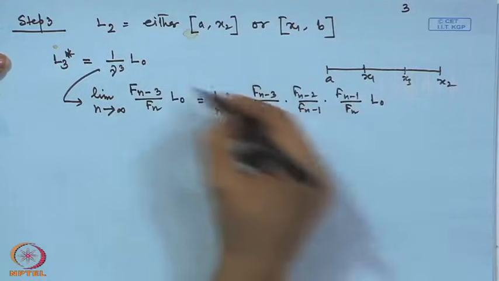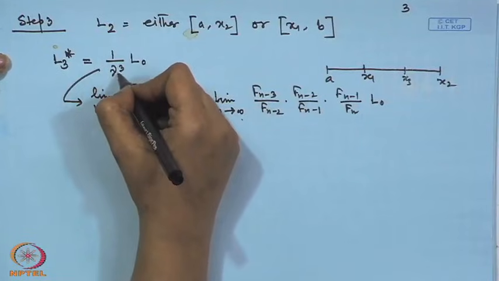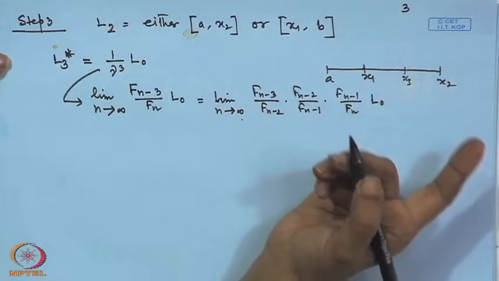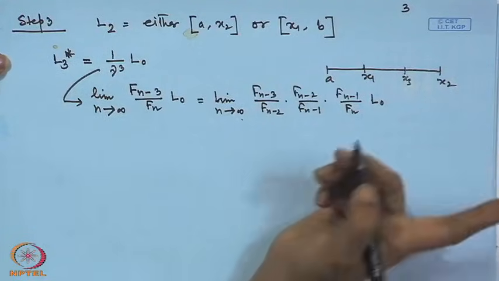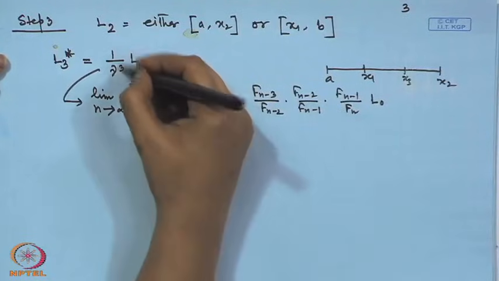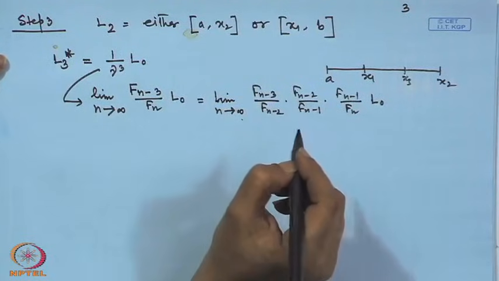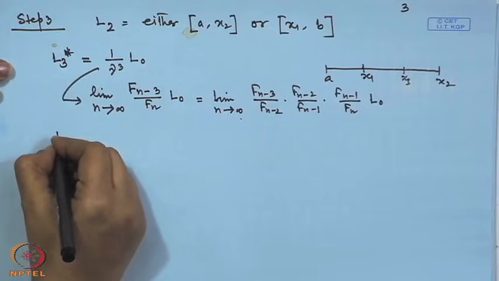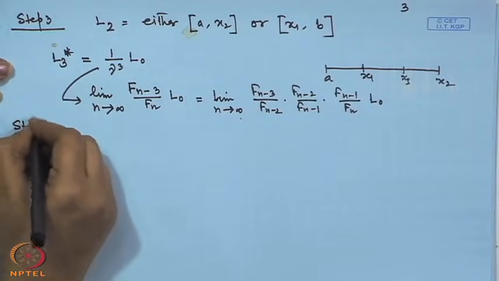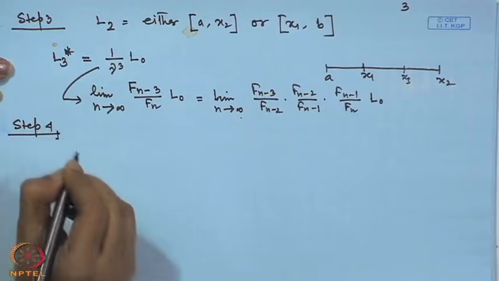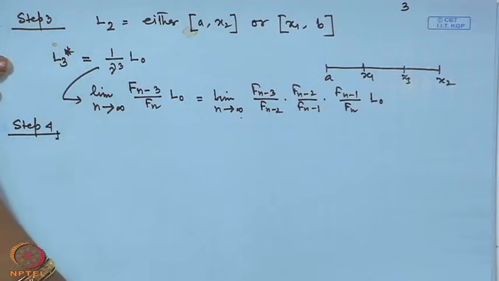Now, just see the process, we are considering 1 by gamma cube. What is the value of gamma? Here we are considering the value of gamma as 1.618, rather 1 by gamma is 0.618 as we got it from the golden ratio. Then what is the next interval of uncertainty? We will move to step 4. We will get the next interval of uncertainty, that is L3.